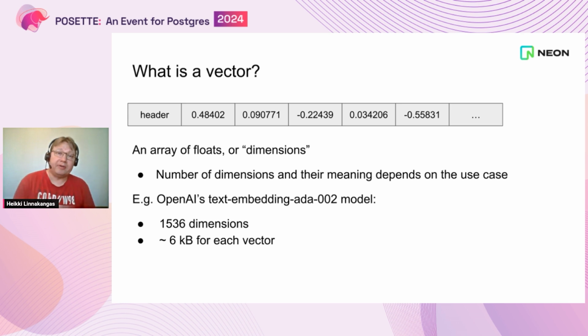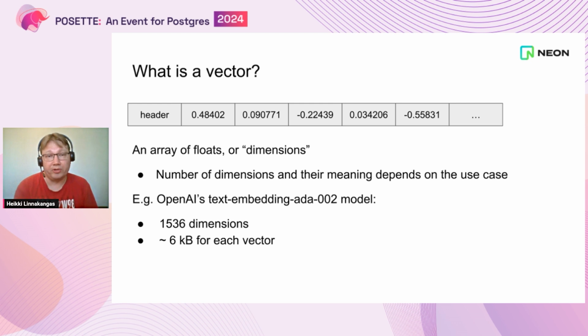So what is a vector anyway? If you go back to high school maths, you might remember that a vector basically has multiple dimensions, and each dimension has a magnitude. If you think about a 2-dimensional vector, for example, it has an x-axis and y-axis, but it can have any number of dimensions. So at the database level, a vector is stored as an array of floats, basically, an array of floating point numbers. The number of dimensions that you have and what those dimensions actually mean depend on the use case and how you generated those vectors and what you're trying to do with them.